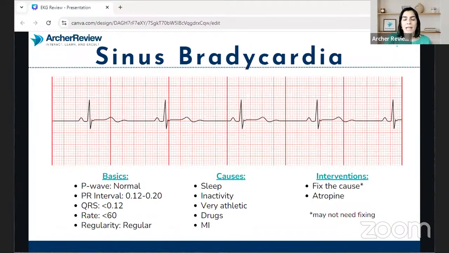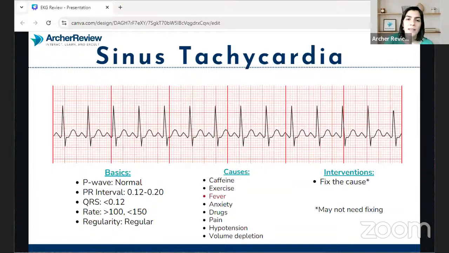But most of the time, this is normal for the patient and it doesn't need fixing. But we definitely want to make sure that we catch anything that does need to be fixed and prevent it from turning into a more dangerous arrhythmia. So now sinus tachycardia. On the flip side, it's defined as a resting heart rate above 100.